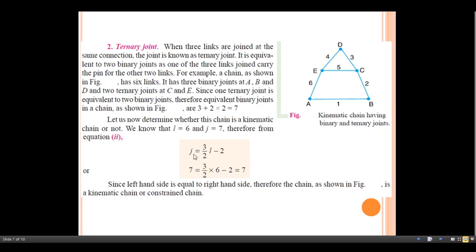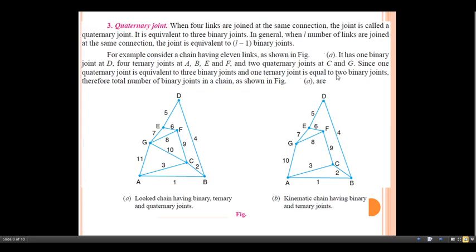Now apply the relation J equals 3 by 2 into L minus 2. What about the number of joints? 7 equals 3 by 2 multiplied by the number of links, 6, minus 2. So 7 equals 7. What is the meaning of this? Since the left hand side is equal to the right hand side, the chain shown in this figure is a kinematic chain or constrained chain.